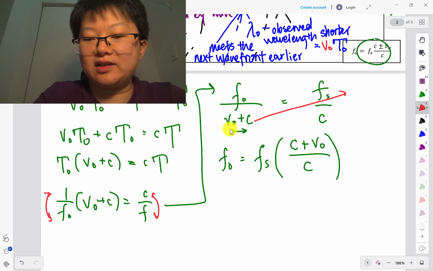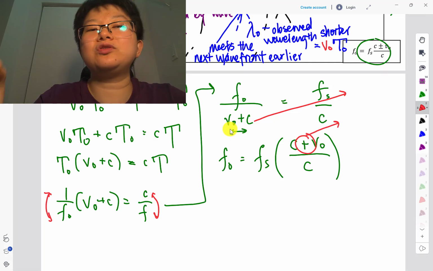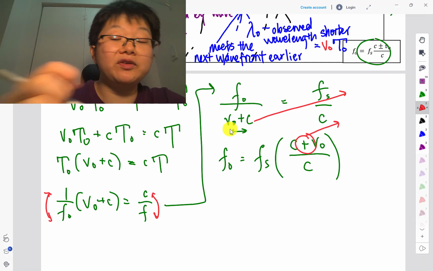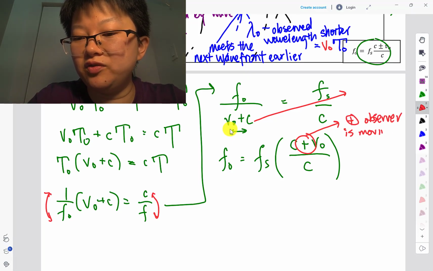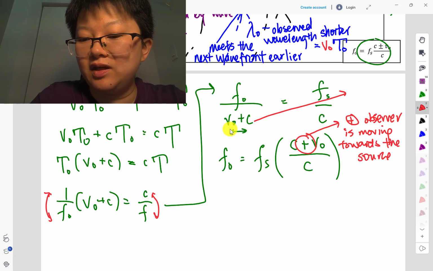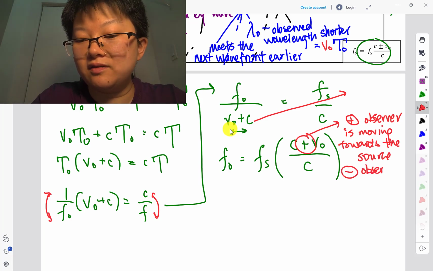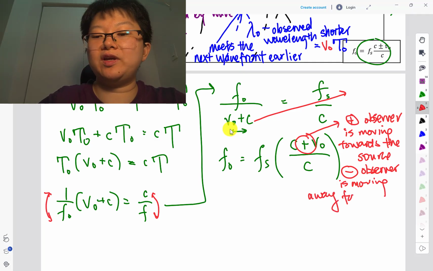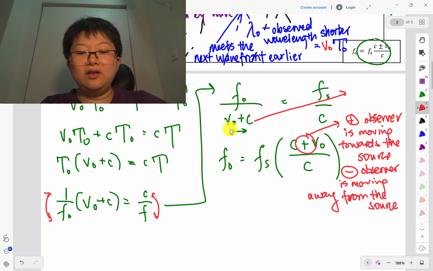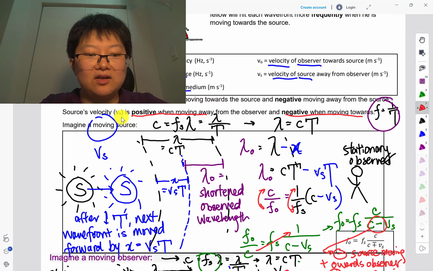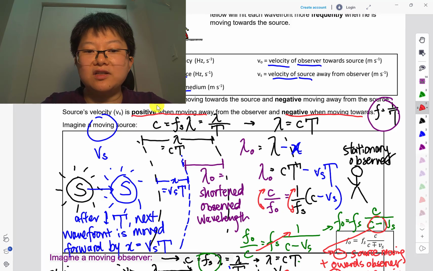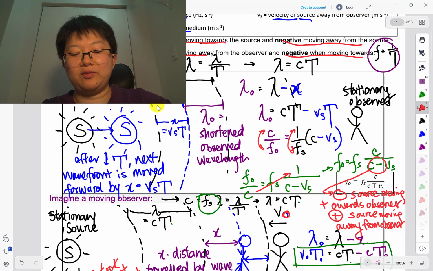Now, keep in mind that this plus was due to the observer moving towards the source. So it's positive because the observer is moving towards the source, and therefore negative if the observer is moving away from the source. All of that is also summarized up here, which just says source moving positive. Oh, here, observer positive when moving towards the source and negative when moving away from the source.